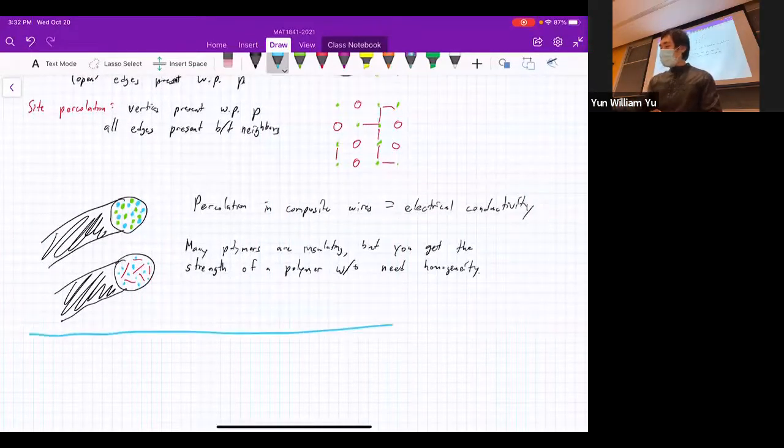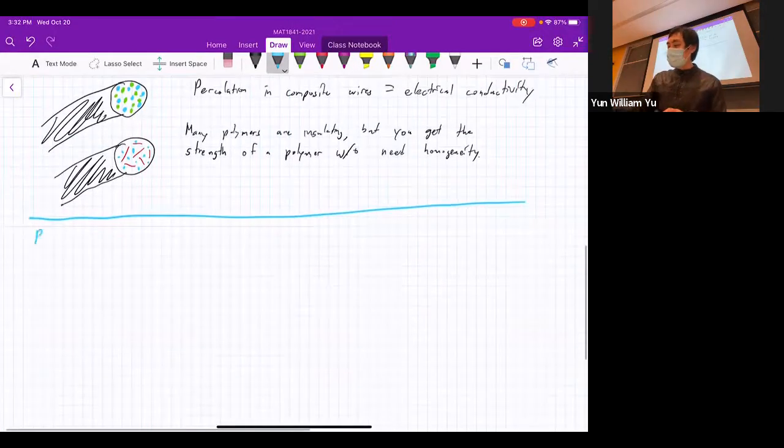Okay, so that's the setup. Any questions? Okay, so let's do some math. What are the basic questions that we have to ask? There are several that you could ask.